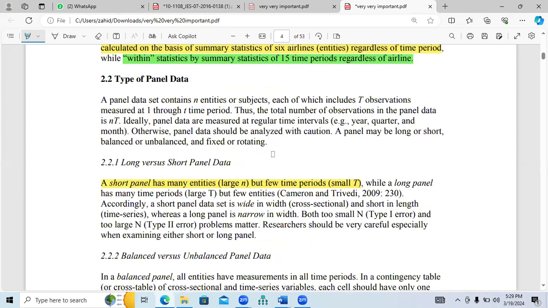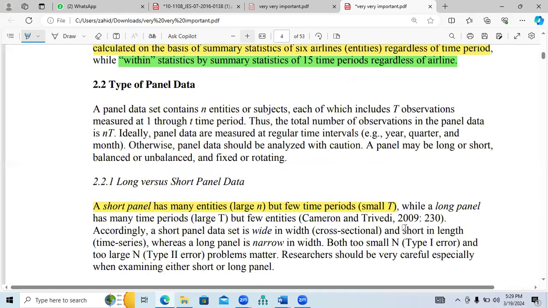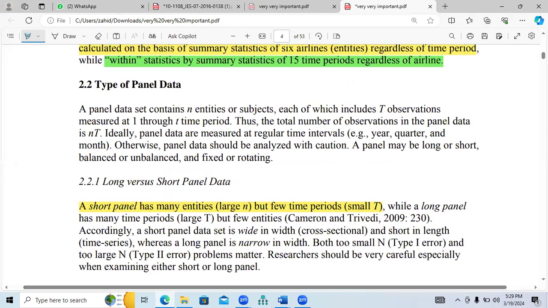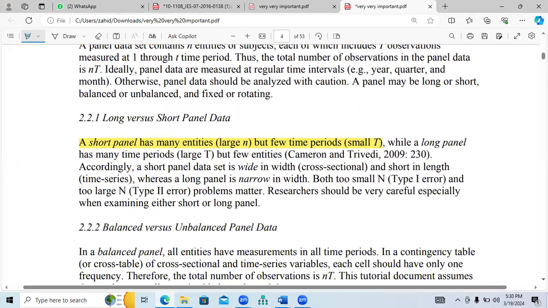So, types of panel data. There are basically two types of panel data. It is very important for your understanding because it will let you know how you will design your panel data analysis. So these are two types.